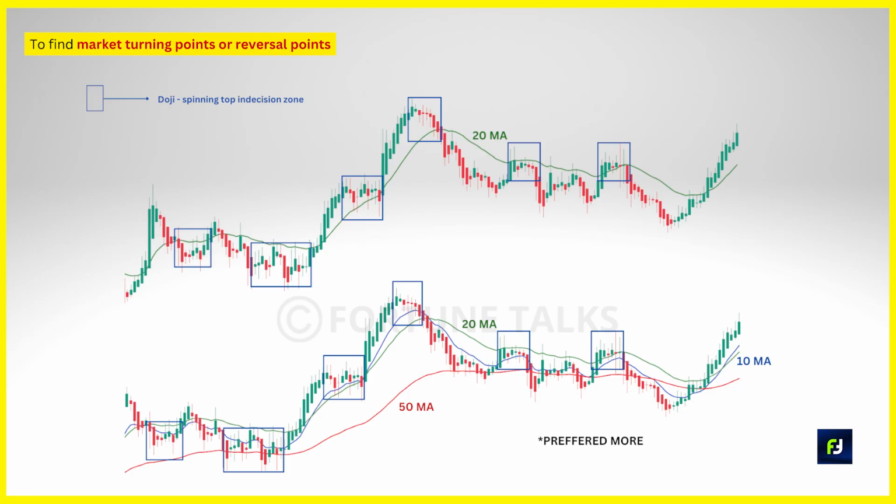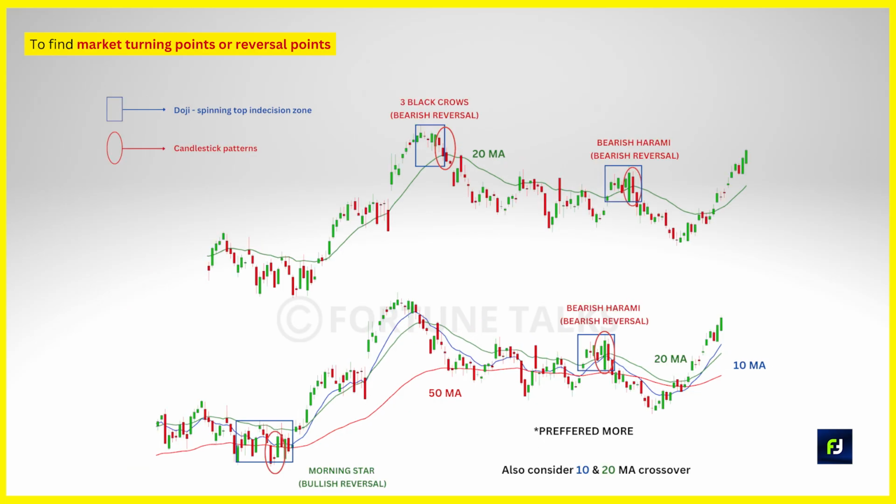You just have to find dojis or spinning tops in Heikin Ashi charts, then go back to the candlestick charts to find any reversal patterns. But in addition to that, we need to observe if the price takes a support at the 20 moving average level if you are looking for a long trade, or if the moving average acts as a resistance if you are searching for short trading setups.